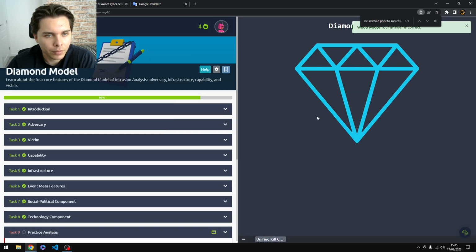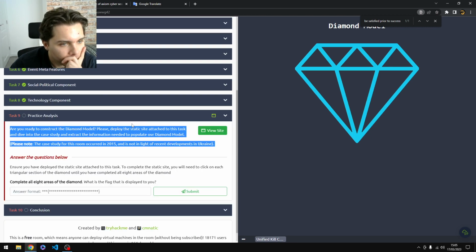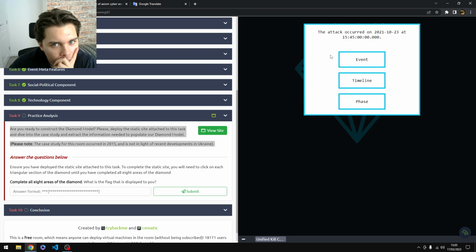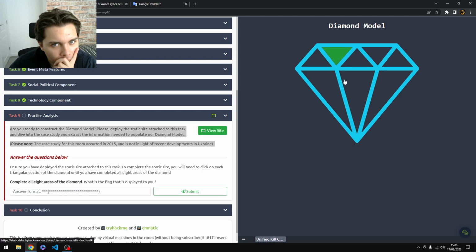Are you ready to construct the diamond model? Please, deploy the static site attached to this task and dive into the case study and extract the information needed to populate our diamond model. Please note, the case study for this room occurred in 2015, and is not in light of recent developments in Ukraine.